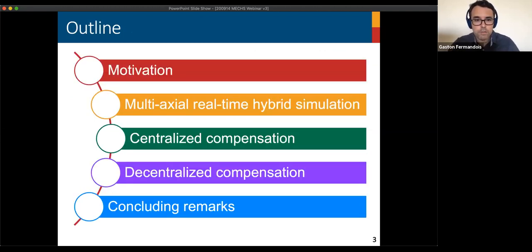The outline for this presentation: I will start with a brief motivation for the topic at hand. I will describe what multi-axial real-time hybrid simulation is. And then I will split the talk in two sections. One is dedicated to centralized compensation and decentralized compensation. I'm going to explain what those two terms are. And I will end with some concluding remarks.